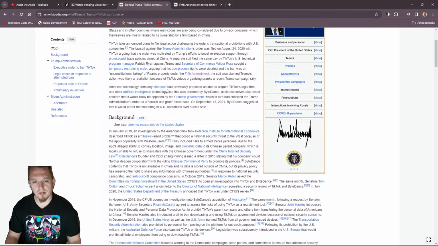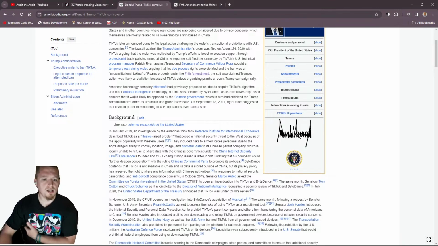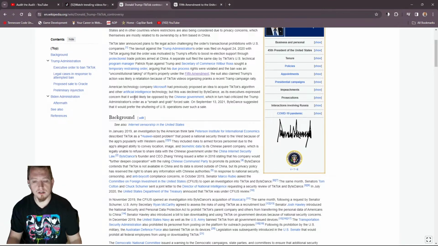American technology company Microsoft previously proposed an idea to acquire TikTok's algorithm and other AI technology, but it was declined by ByteDance as executives expressed concern that it would likely be opposed by the Chinese government. Yeah, you think? Which in turn had criticized the Trump administration's order as a smash and grab forced sale. September 13, 2021, ByteDance suggests that it would prefer the shuttering of U.S. operations over such a sale.